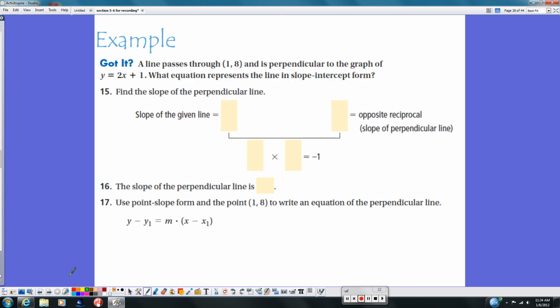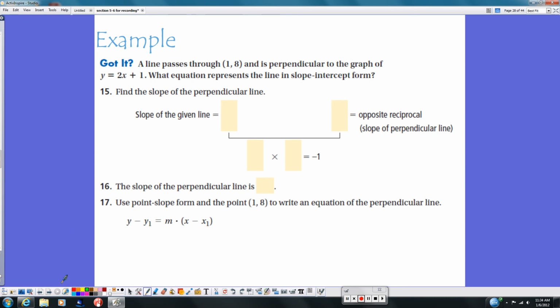Let's take a look at an example. Because in your homework assignment, what you'll be doing is coming up with equations for perpendicular lines when they give you a point and a line that they want it to be perpendicular to. So in our example, we have a line that we want to pass through the point (1, 8), and we want it to be perpendicular to the graph of y equals 2x plus 1.